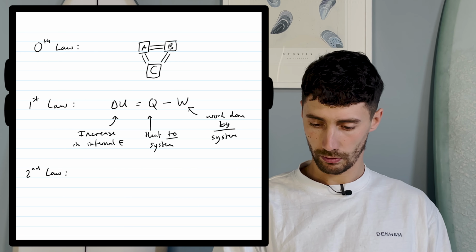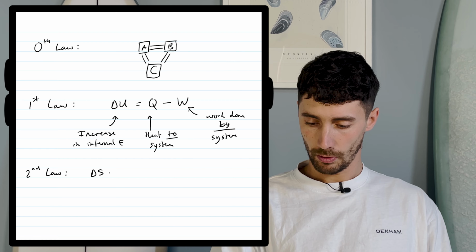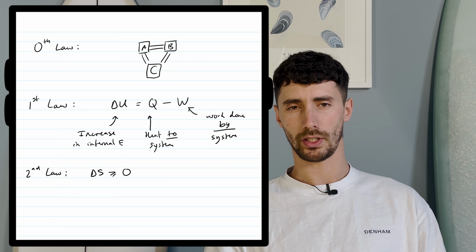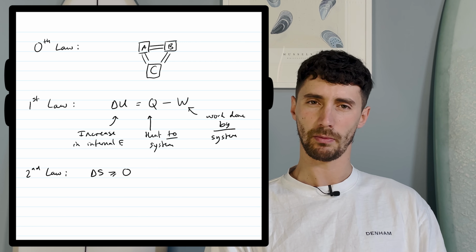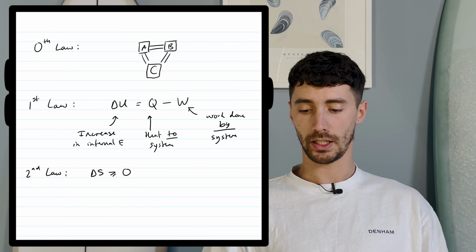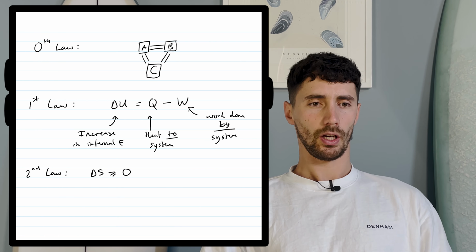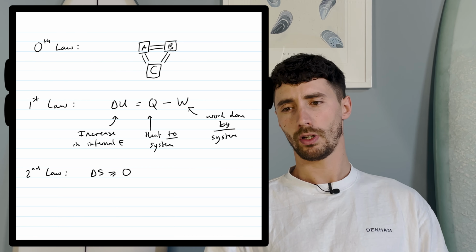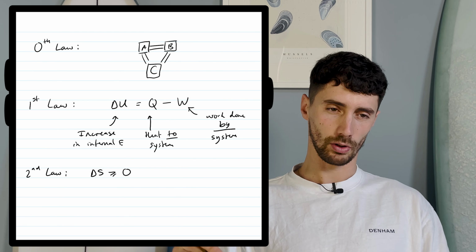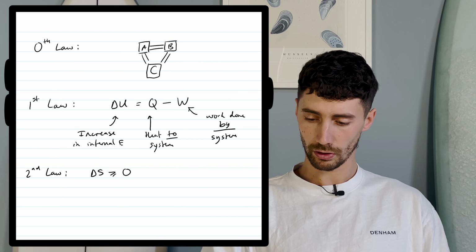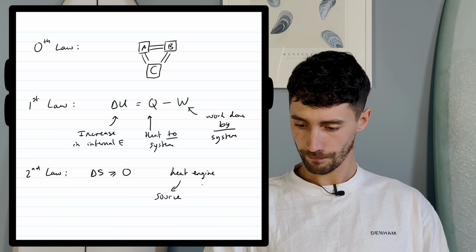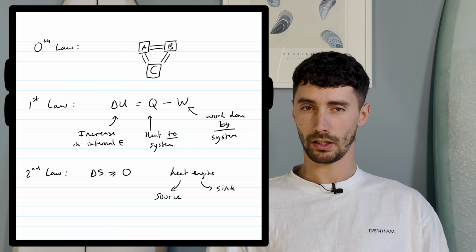The second law, different variations, but the entropy of any system always increases. In ideal systems, it remains the same, but it can never ever decrease. How we apply that in physics is we say that energy cannot flow from a cold region to a hot region spontaneously. In order for heat engines to work, you need a source. So heat engines need a source and a sink in order to work.